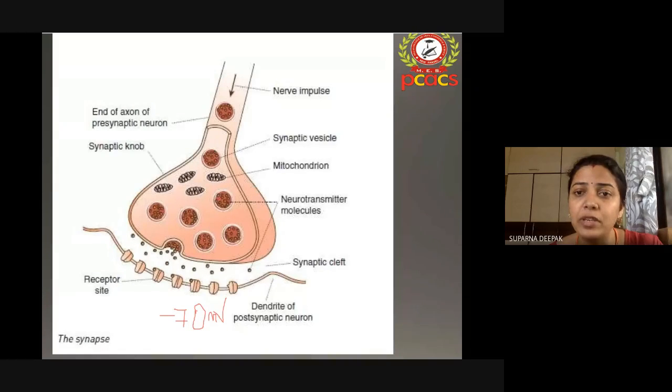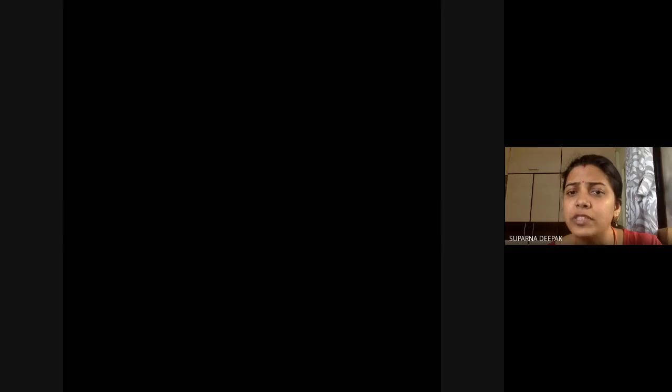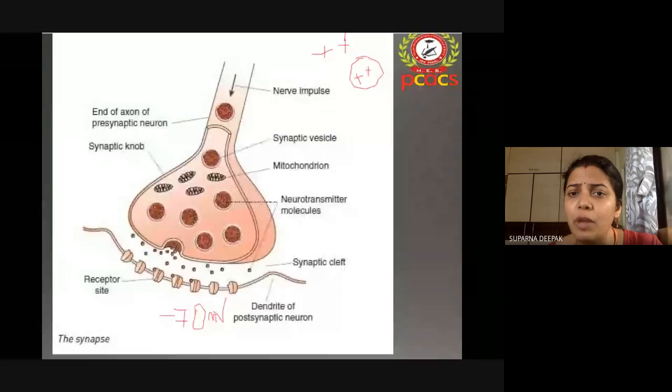Here what happens is, if this is your cell, there would be fewer positive ions inside and more positive ions outside. So when you have that difference, bahar bahut zyada positive ions hai और अंदर बहुत कम positive ions. And which are the positive ions which are more outside?